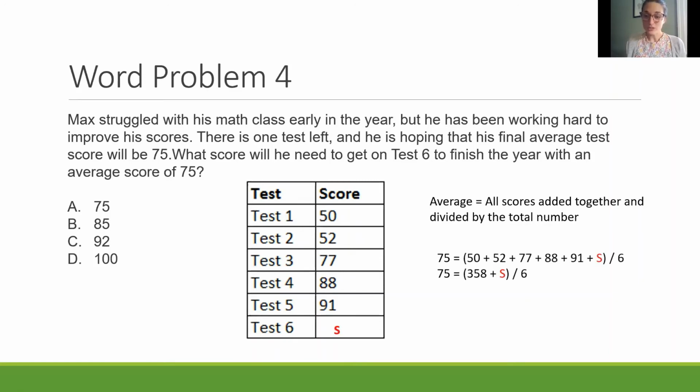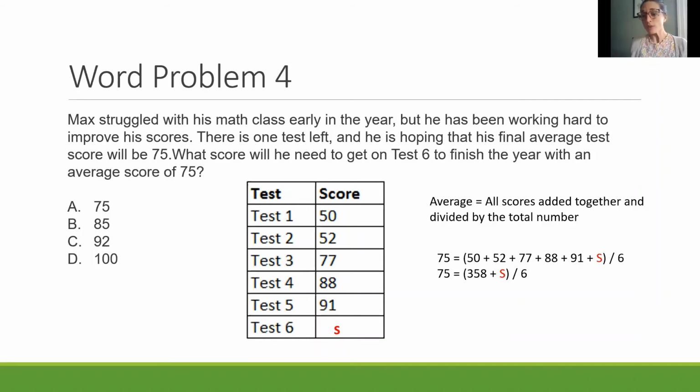So what I'm going to do is put in 75 equals and the total of the scores, right? We said we need to add all the scores together. So 50 plus 52 plus 77 plus 88 plus 91 plus S. And you can see under test 6 on the chart that I put in the letter S as our variable for the unknown score that we have there. So I have all the scores together there, they're added, and I have them in parentheses, so we know we do that first. And then we have it divided by 6.